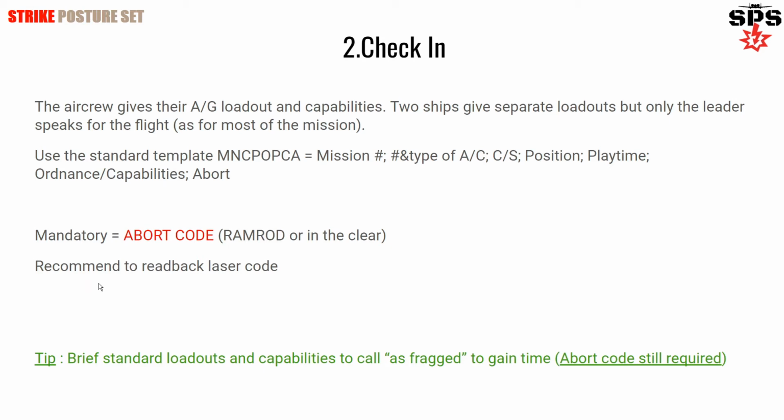And I also recommend to read back the laser code for both aircraft, I mean, for all the aircraft within the flight. That can be useful for later. If you have briefed the capabilities and loadouts prior to going on the frequency, you can state as fragged in order to gain time. But the abort code will still be required as it's in here.